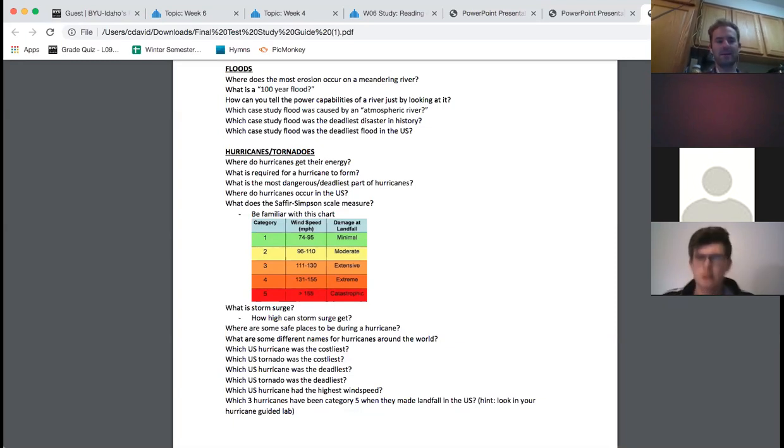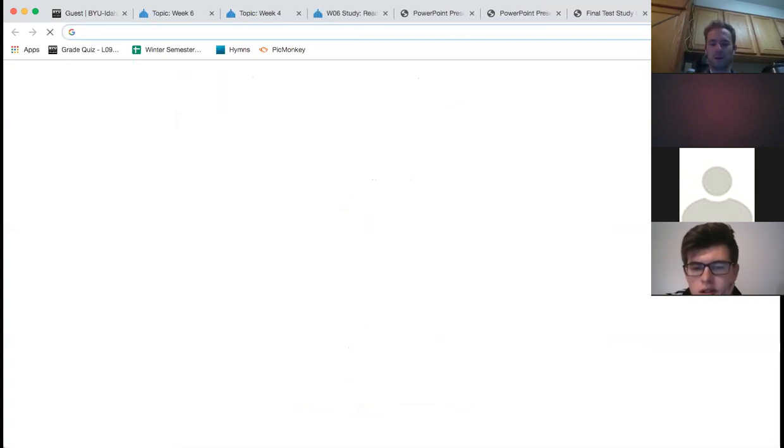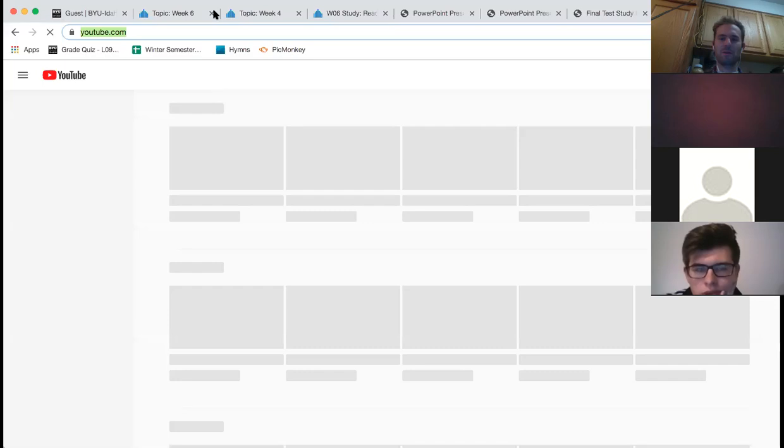What hits the coast when the eye makes landfall? Might be fishing a little too deep here. That's right, the storm surge hits. And we're gonna watch a quick video on storm surge.